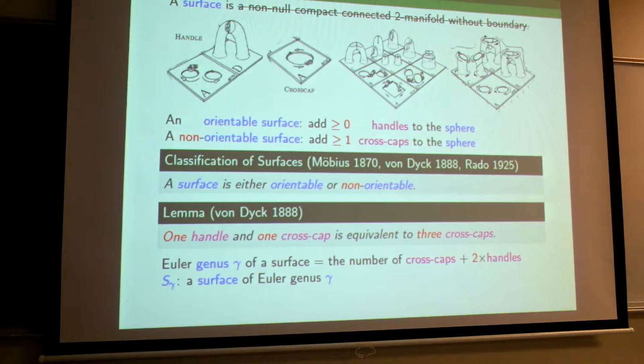But there's a notion. Yes? You're implicitly assuming that a surface can't be both orientable and non-orientable. You haven't quite said that yet. Well, I said something about the boundary.